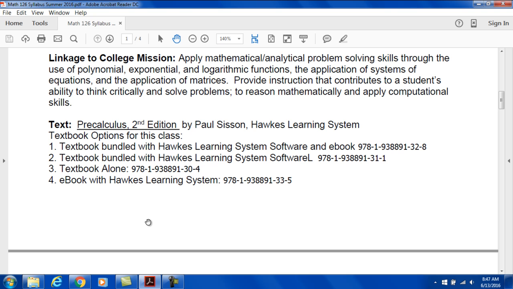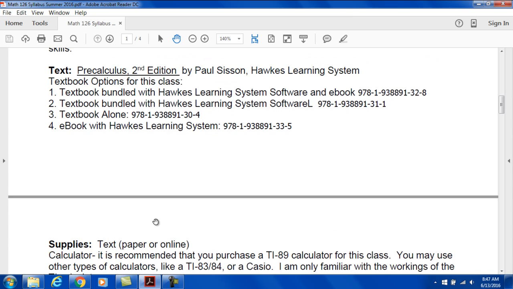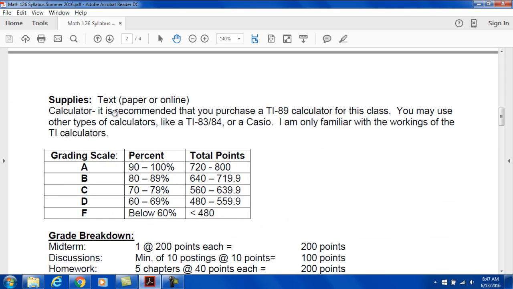If you want to do your homework or exams online, you have to have the online access. I'm not making that a requirement. You can do those on paper, but if you want to do it online, that's the requirement. Supplies: you need a textbook of some kind, either paper or online. Calculator: it is recommended you purchase a TI-89 graphing calculator for the class.